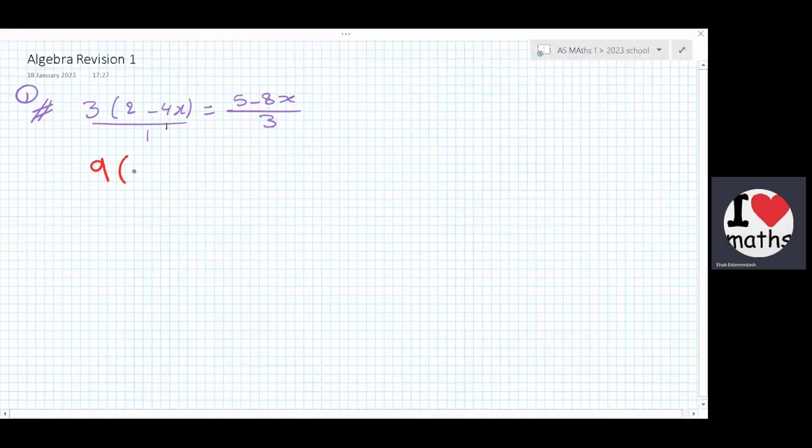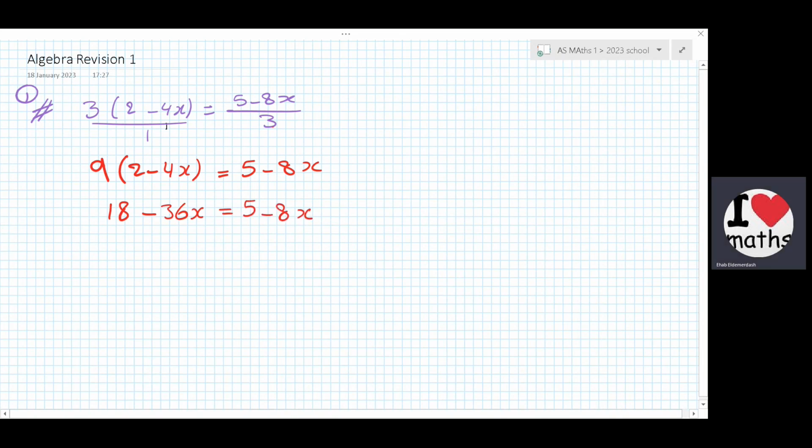So I can take the 3 into this one. It will be 9 into 2 minus 4x. Just what I did. I took the 3 into the 3, it's 9, into the bracket 2 minus 4x is equal to 5 minus 8x. After that, I will take the 9 into the bracket. So it's 18 minus 4 times 9, here 36x, equal 5 minus 8x.